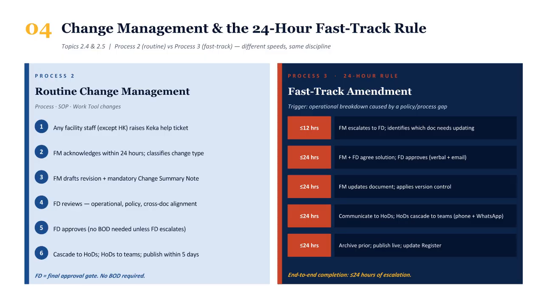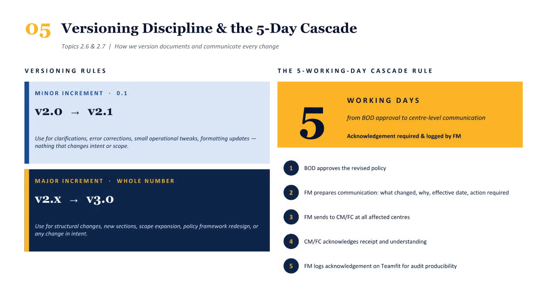The FM escalates to the FD within 12 hours. Within 24 hours of that escalation, everything is done. Solution agreed, FD approval secured by email or WhatsApp, document updated with version control, communicated to all HODs, cascaded to teams via phone and WhatsApp, prior version archived, new version live on TeamFit, and the register updated. 24 hours. No exceptions. Two disciplines hold our document control together: versioning and the 5-day cascade.